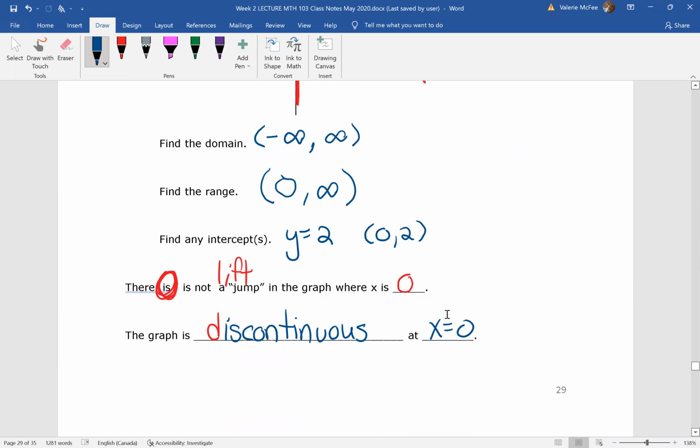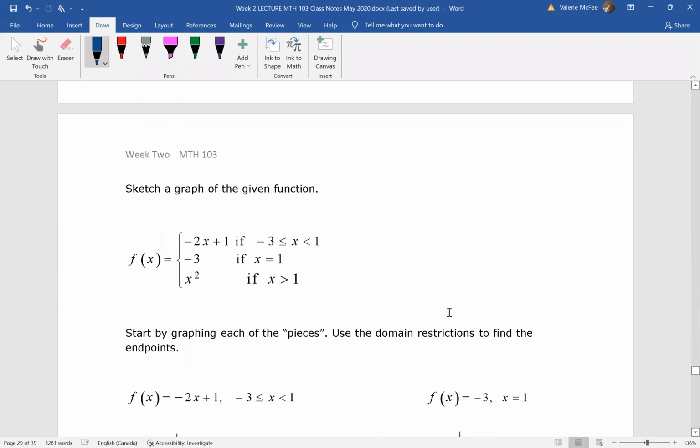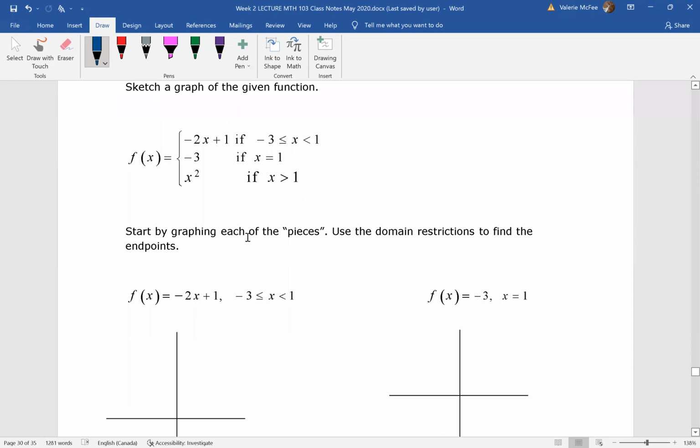All right, let's go on to the next question here. Sketch a graph of the given function. We need to graph each of the pieces. Now, you might remember that we've found these endpoints already, but it's probably good practice to find them again. Remember, we use the domain restrictions to find the endpoints. Find the endpoints for the first piece.